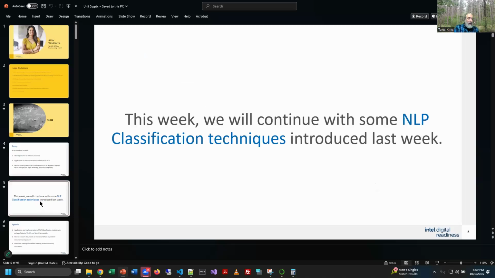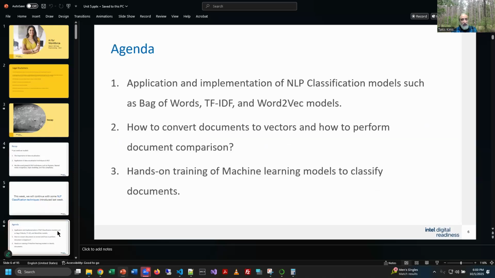Now, this week it says we're going to look at more classification techniques and kind of dig into it a little bit deeper. And the ones that we're going to focus on predominantly are the ones called bag of words, the TF-IDF, and the word to vector models. We're going to look at how to convert documents to vectors and how to perform comparison of documents. And then it says hands-on training of machine learning models to classify documents. So we'll see how that goes, right?